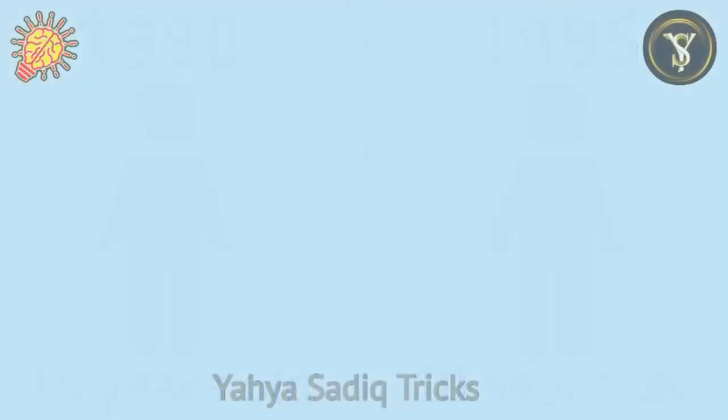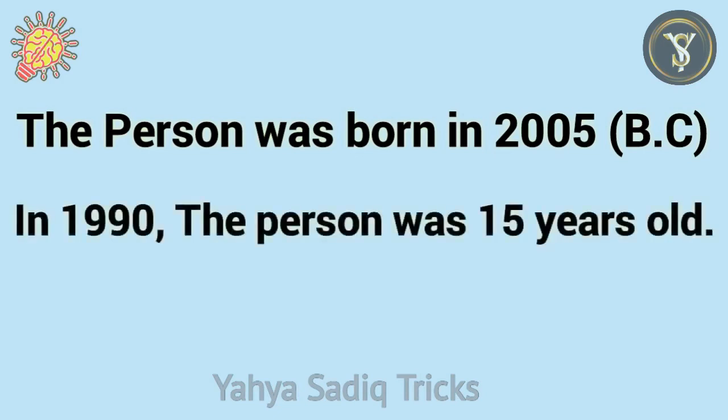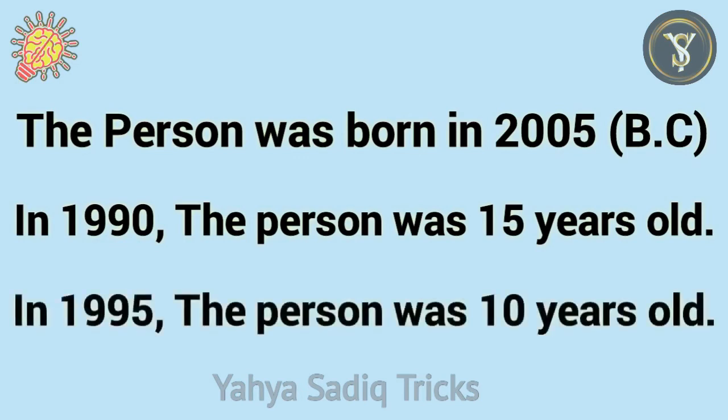If you are not getting this, watch how this can be. The person was born in 2005 before Christ. So the problem is solved. In 1990, the person was 15 years old, and in 1995, the same person was 10 years old.